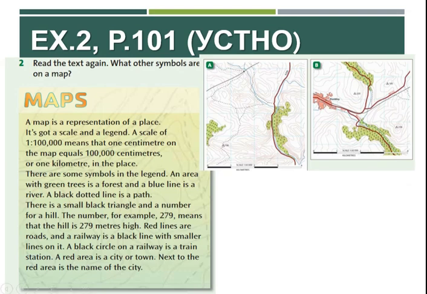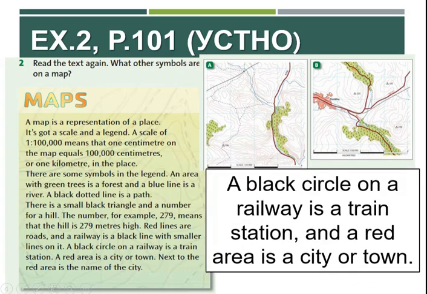Let's do the next exercise. Read the text again. What other symbols are on the map? Stop the video and read this text. A black circle on a railway is a train station, and a red area is a city or town.